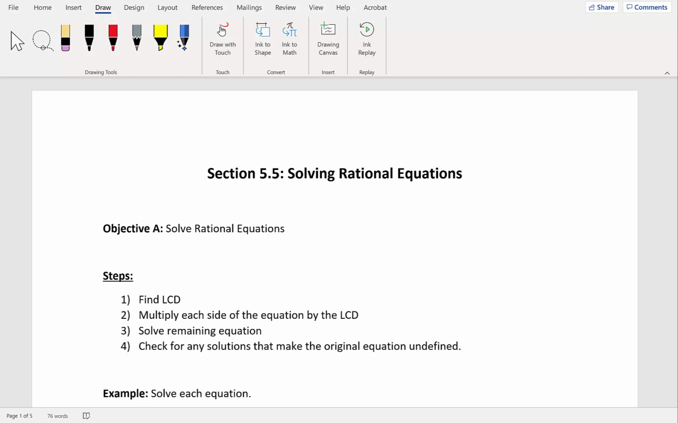In this video, we'll take a look at section 5.5, which is solving rational equations. Now, our first objective, we're going to solve rational equations. Now, what this means is we're going to have equations that have fractions in it.